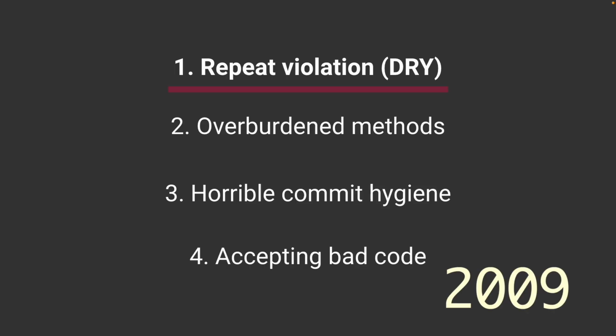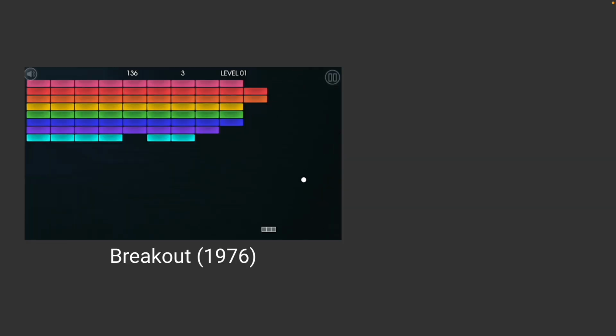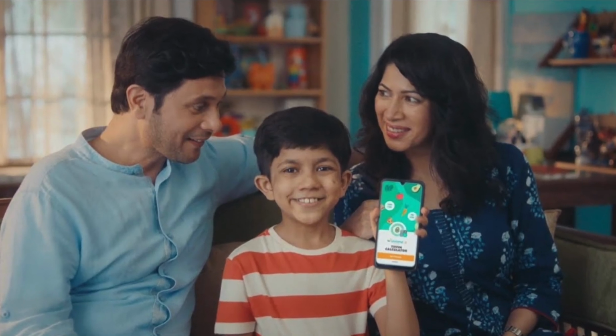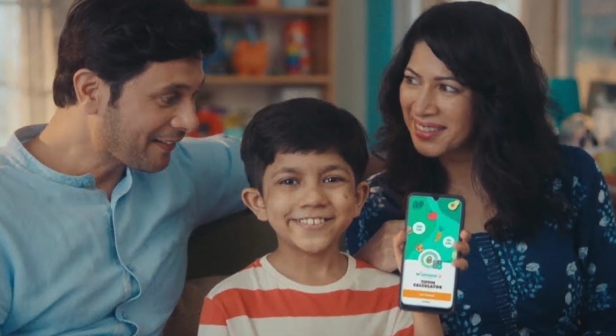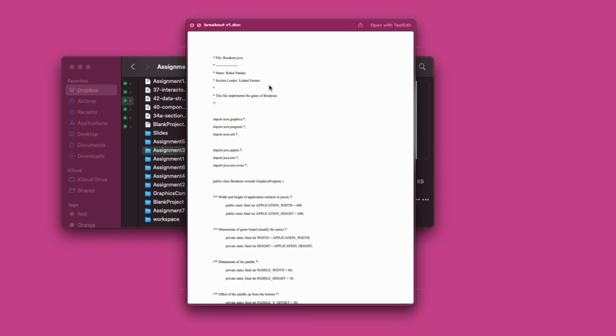Starting off in 2009, I took the intro programming class at Stanford. One of the assignments was to make Breakout, a popular game in the 1970s designed by the most famous pair of Steves in tech, where you have to destroy bricks by bouncing a ball into them. The first thing worth pointing out is that I was in the infancy of my engineering education, and I had no idea what version control was. So the best way I could think to save my work was to copy my code into a Word document and save that file into Dropbox.